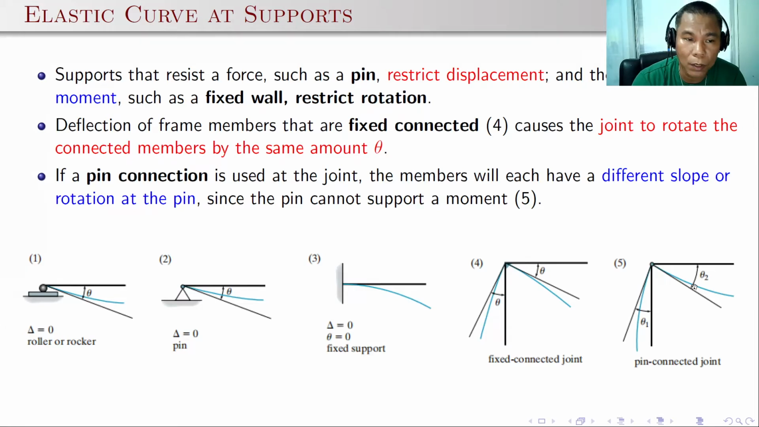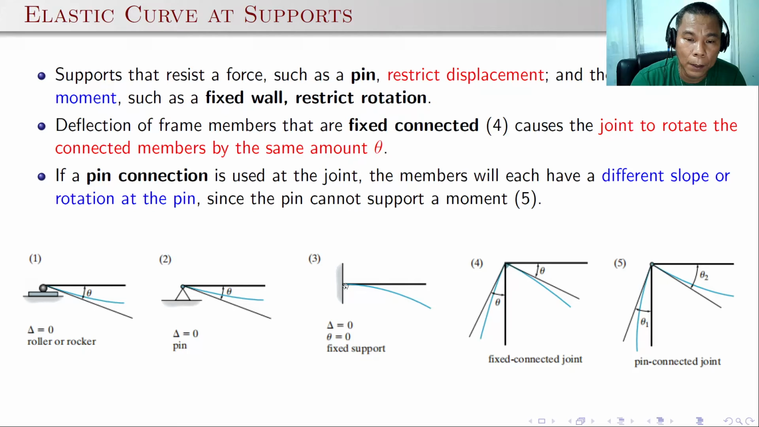Remember, different slope or rotation at the pin, since the pin cannot support the moment. So for these three supports, the roller support will create a slope theta, but no deflection at the support. So with the hands, there will be no deflection, but it's allowed to rotate. That is why there is an angle theta. Of course, for the fixed support, there will be no rotation nor translation.